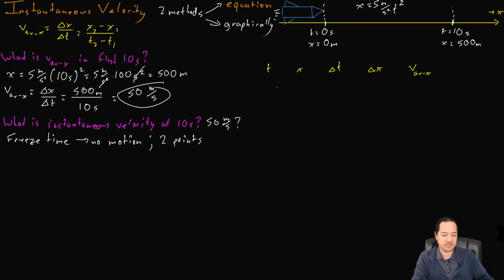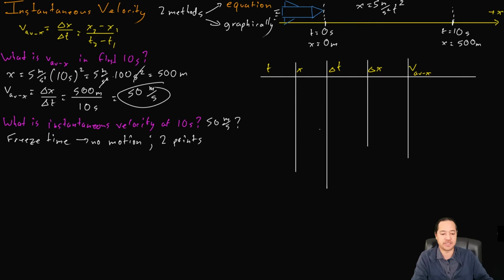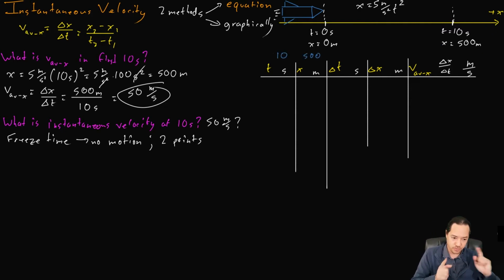Okay, so let's make a little table here for some different values. Now, the time is measured in seconds, position in meters, time interval in seconds, displacement in meters, and our average velocity, remember the equation is delta x over delta t, so this will be measured in meters per second. Those are the units. And we're going to be comparing everything with t equals 10, right? So at t equals 10, x is 500. This is our reference point that we're going to be trying to find the velocities for.